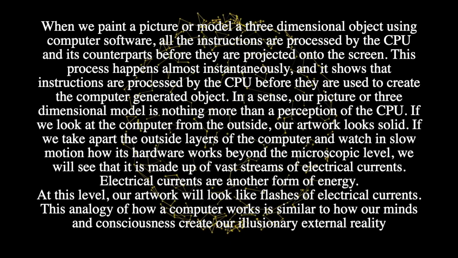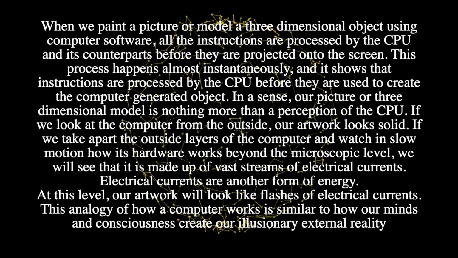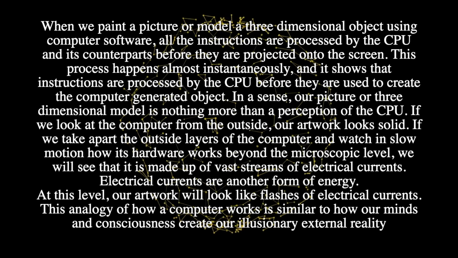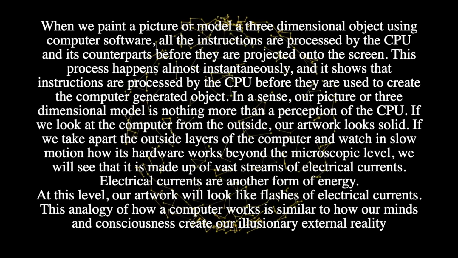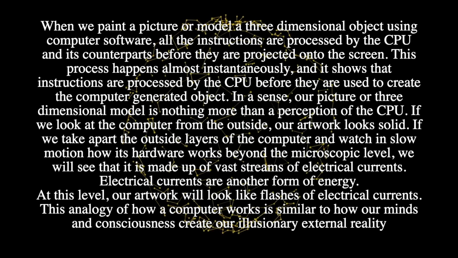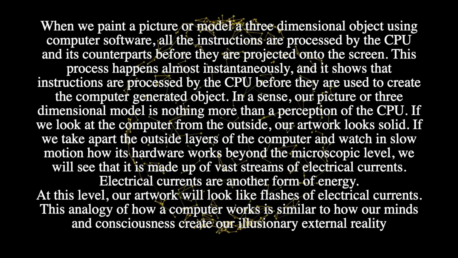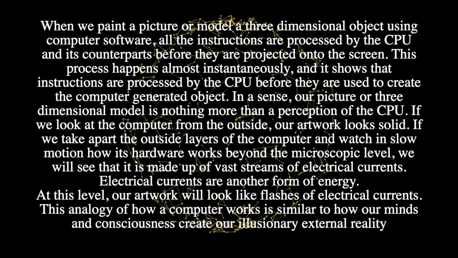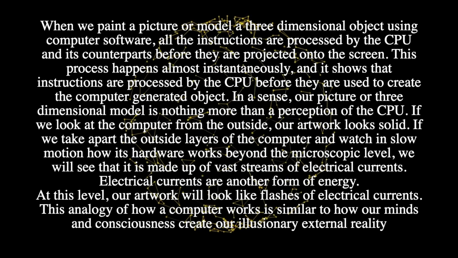If we take apart the outside layers of the computer and watch it in slow motion, how its hardware works beyond the microscopic level, we will see that it is made up of vast streams of electrical currents. Electrical currents are another form of energy. At this level, our artwork will look like flashes of electrical currents. This analogy of how a computer works is similar to how our minds and consciousness create our illusionary external reality.